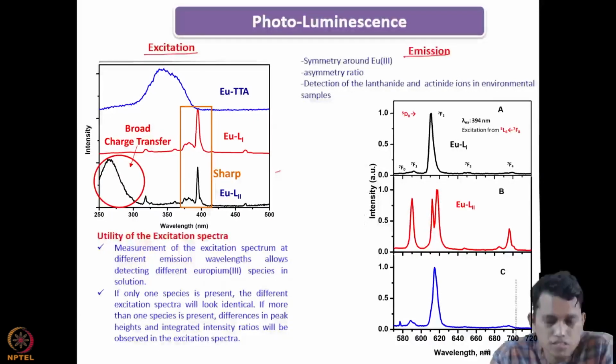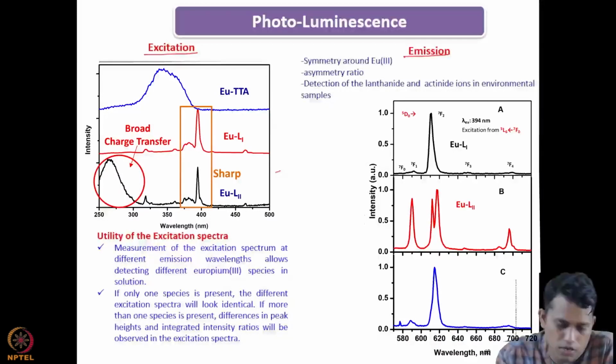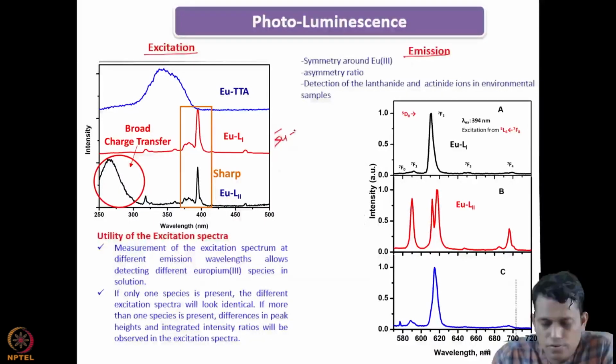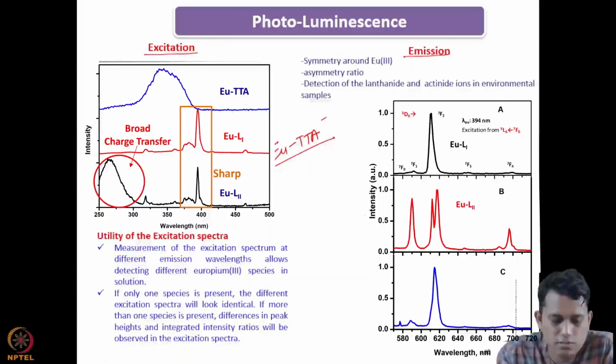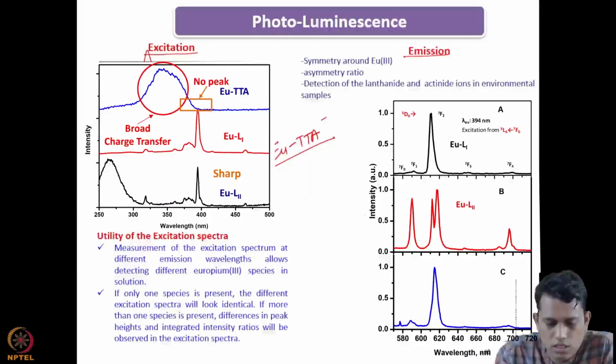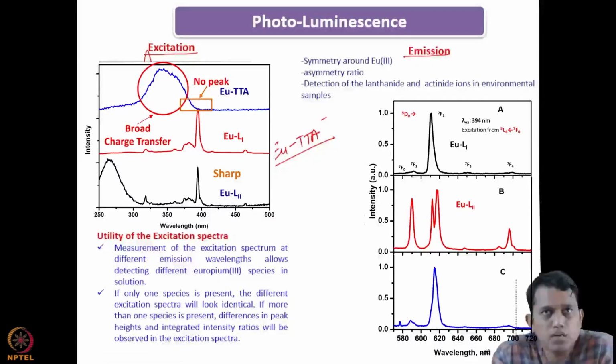Even in certain complexes, the charge transfer band is so large, or so intense. Suppose you take the spectra of europium with TTA. I hope you must have heard this name TTA in your extraction classes. If you take the spectra of this, the charge transfer band is so huge that these transitions are very small compared to the charge transfer band. So the information about the metal-ligand overlap can be seen from this kind of spectra.